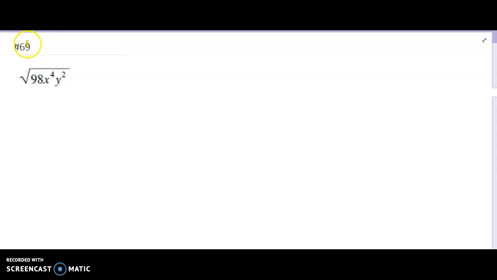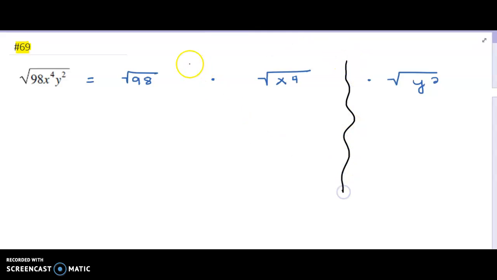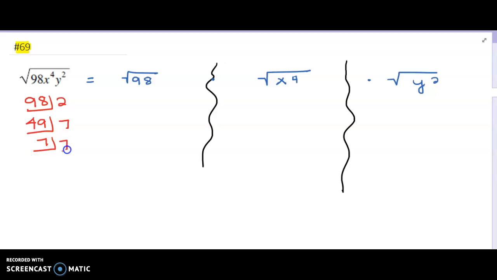All right, let's look at problem 69 now. Now I'm going to separate this again. I'm going to separate it into the square root of 98 times the square root of x to the 4th times the square root of y squared. And then I'm going to treat them all separately. So 98, break down square root of 98, that gives me 2, 49, 7, 7, 7, 1. So square root of 98 is 7 square root of 2.